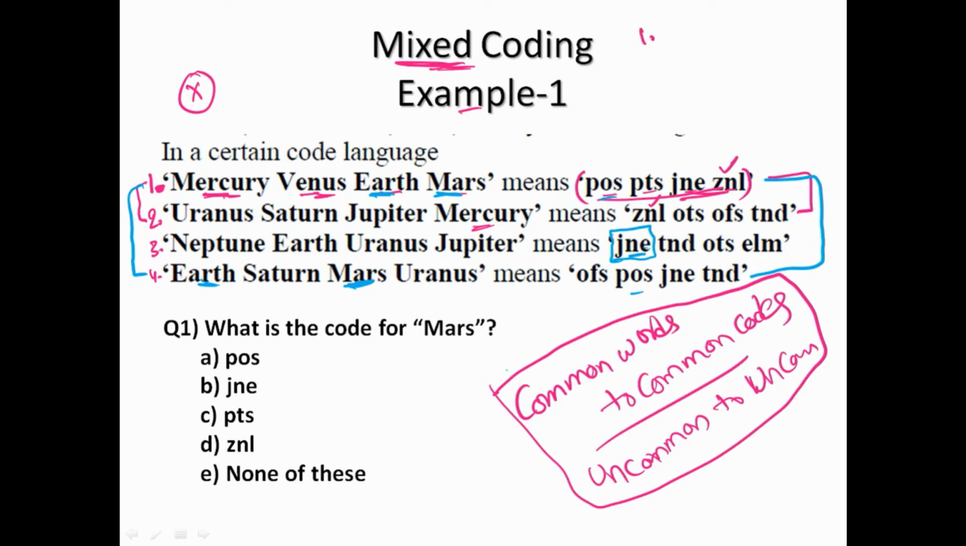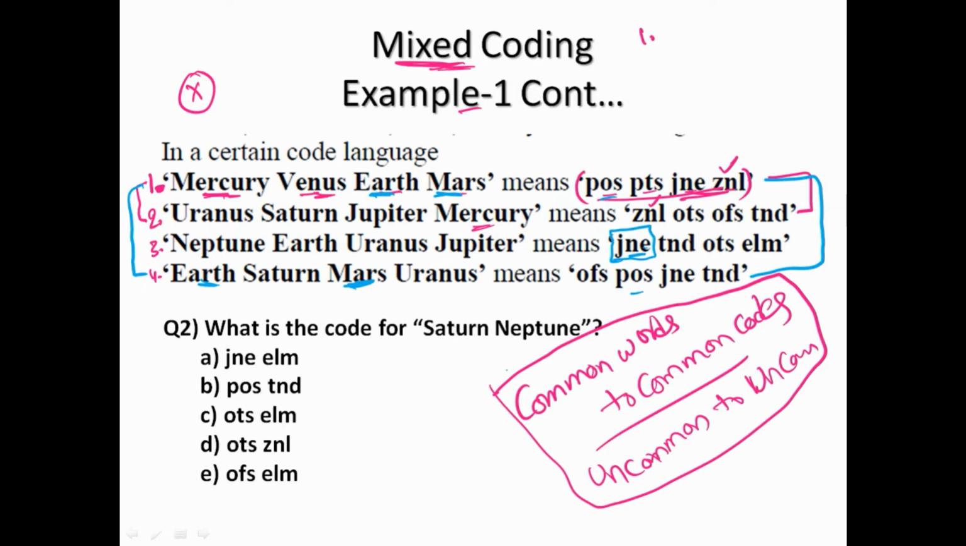Yeah, see the next question. Second question. What is the code for Saturn and Neptune? Are Saturn and Neptune both available in a single statement? Saturn and Neptune both are not available in a single statement. So then we need to find the codes for both of them separately. If they are available in a single statement, we can find both the codes simultaneously.